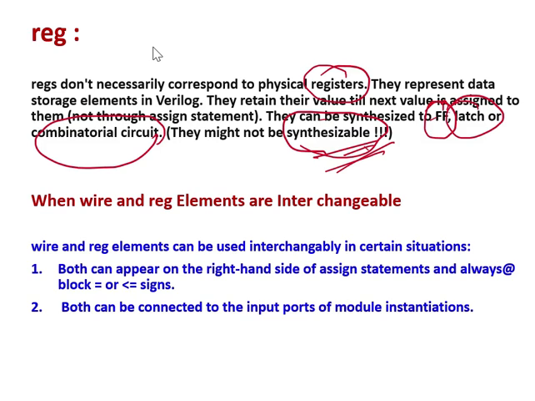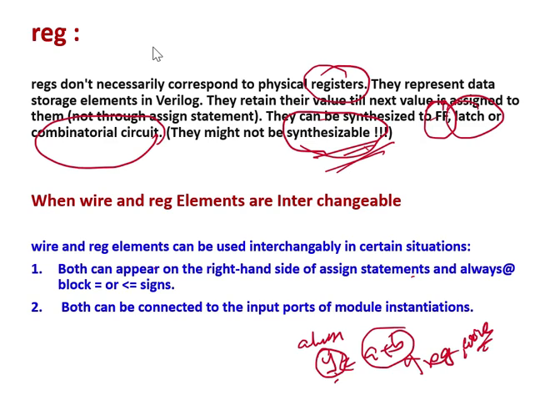When are wire and reg elements interchangeable? Both can appear on the left hand side of assign statements and always blocks. For example, when we write always @(*) y = a + b, this y is always reg type, but a and b can be reg type or wire type. Both can be wire, both can be reg, or one can be reg and one wire. The right hand side can be wire or reg, but the left hand side has to be always reg type.